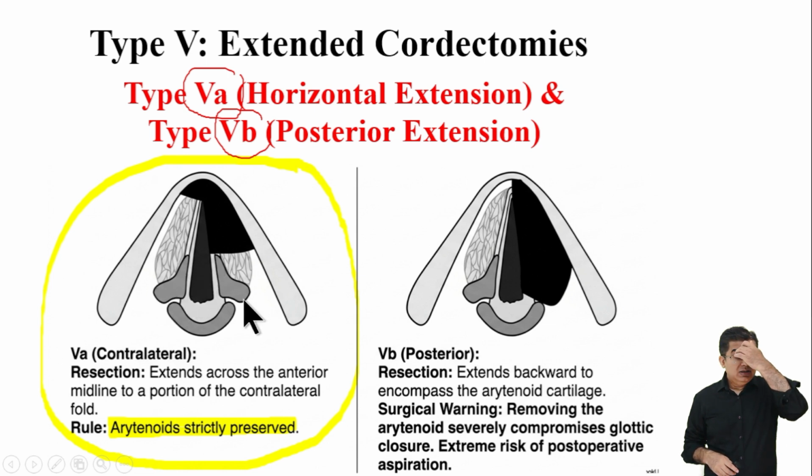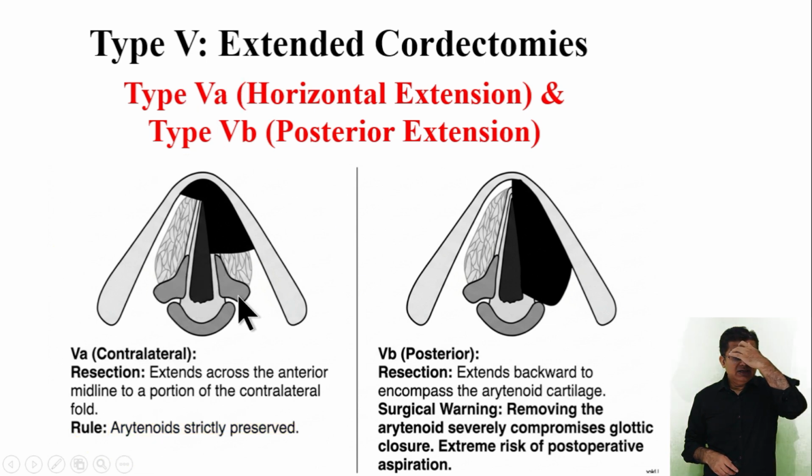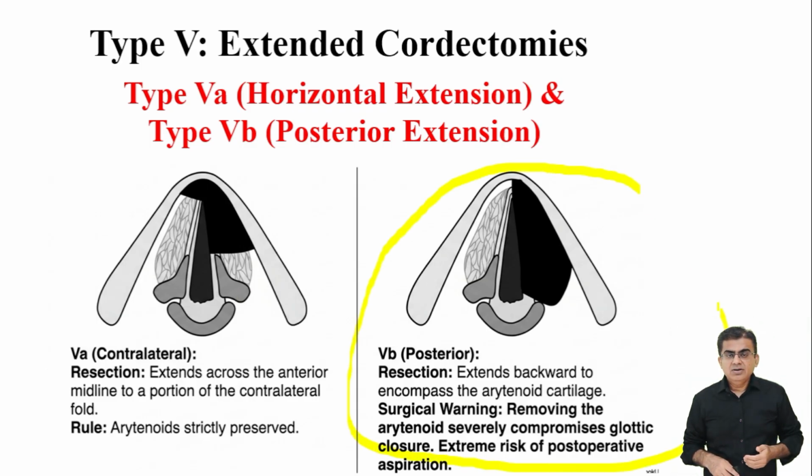Now look at the diagram on the right side of your screen. This is the type 5B or posterior extension. We must use this specific type of extended cordectomy when the cancer grows posteriorly to infiltrate the arytenoid cartilage. I must give you a very serious warning about this resection.